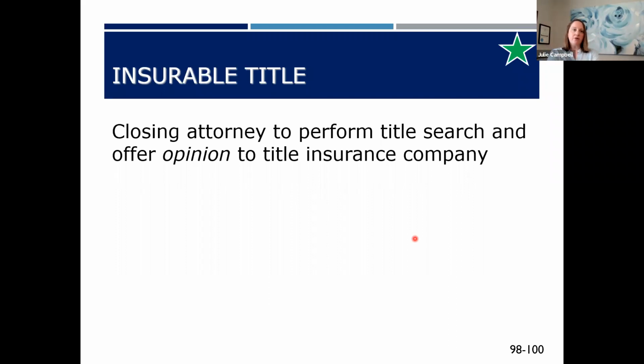I've done this very thorough search of public records, and I didn't find anything. Again, it's the attorney's job to offer the opinion of title. And based on that is whether or not the title insurance company will issue insurance.